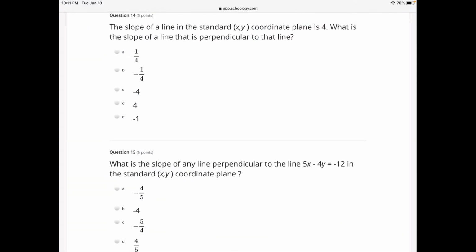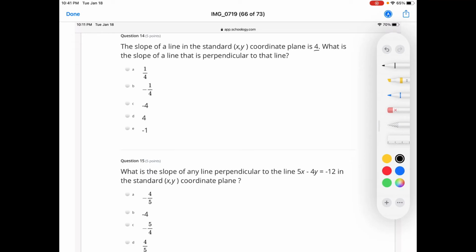All right, 14. Same type question. The slope of one line is 4, or you could say 4 over 1. What would the perpendicular slope to that be? So a positive 4 over 1 slope would, the perpendicular slope, opposite sign, so negative, and flip it. Opposite sign reciprocal. -1 over 4.